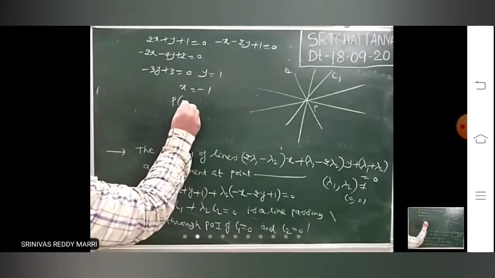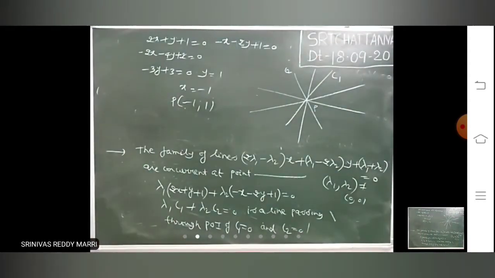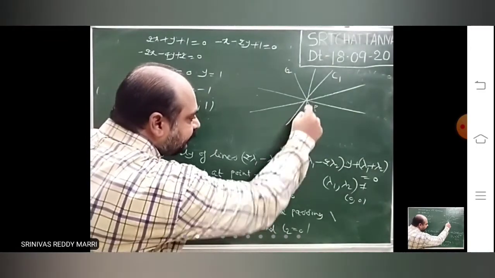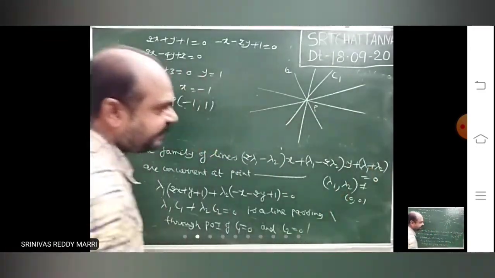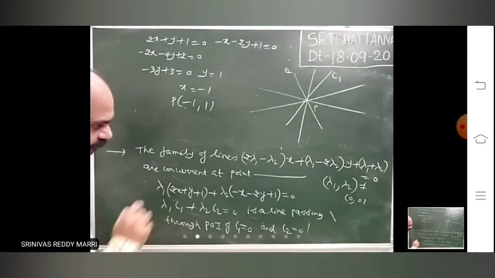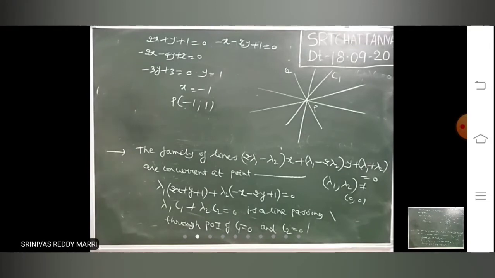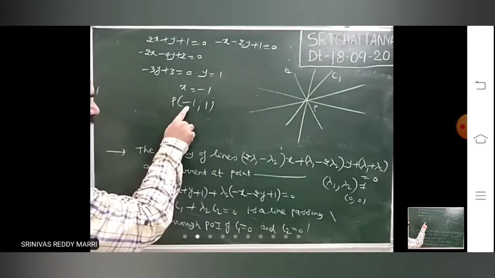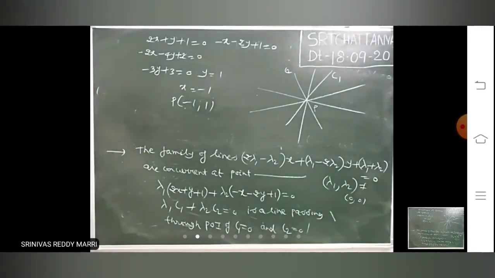So minus 1 comma 1. All these lines will intersect at P. All the lines represented by this will intersect at P. So whenever it is in the form lambda 1 L1 plus lambda 2 L2 equal to 0, keep L1 equal to 0, L2 equal to 0. Solve that point. So this line always passes through a fixed point.